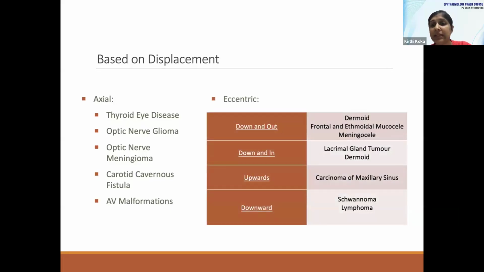Whereas eccentric involves any other kind of tumor lying in any of the quadrants, say the supromedial, supratemporal. So if it involves the frontal sinus, it could be a mucocele, or lacrimal gland tumors. Sometimes from the maxillary sinus coming upward is a carcinoma of the maxillary sinus, or anywhere in the orbit you can have schwannomas and lymphomas.